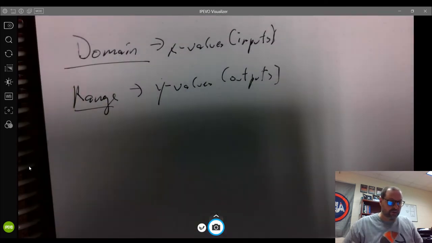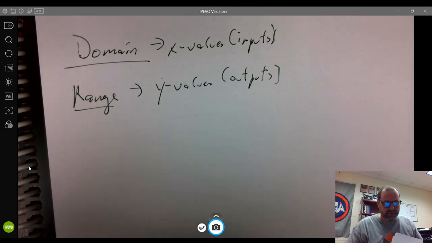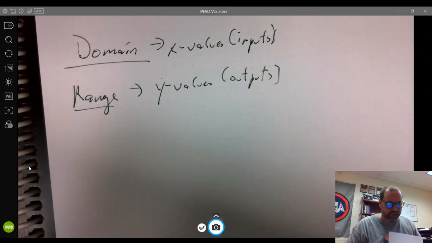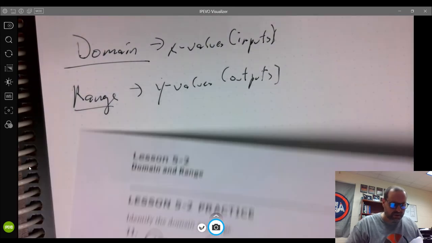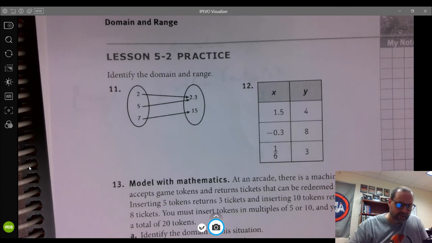There's other stuff in the book that gives you way more than we really need to focus on. You want to do some practice? I'd pause, go to page 75, write down the domain for number 11, write down the range for 11, and then do the same for 12.